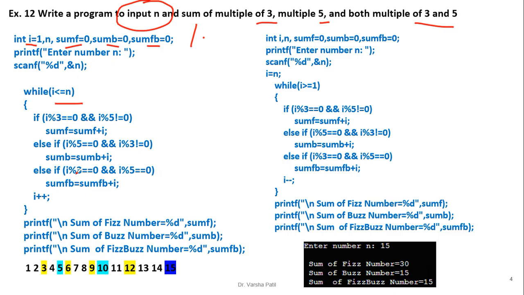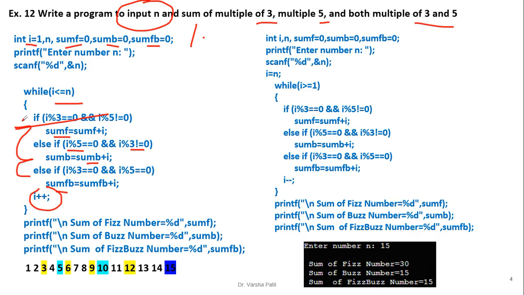Fizz buzz. So we don't require the other numbers; only the condition is taken. When that number is divisible by 3 but not 5, that number is a fizz. When that number is divisible by 5 but not 3, it is buzz, and when it is divisible by 3 as well as 5, it is fizz buzz. So this condition is nothing but sum of fizz buzz, and this is if, else if and else if, and finally this I plus plus is the increment for everything.